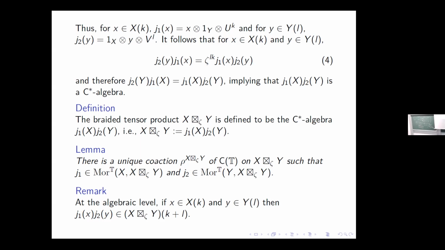At the algebraic level, the coaction on the braided tensor product is that if you have x to be of homogeneous degree k and y to be of homogeneous degree L, then the product should have homogeneous degree k plus L, and it is indeed that.